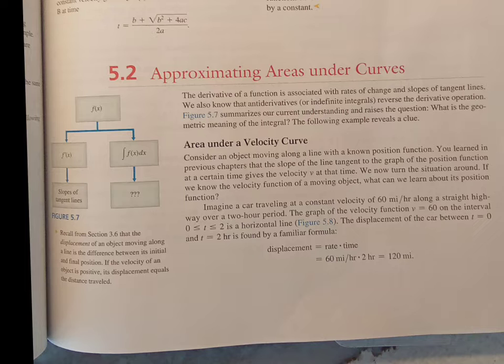And notice off to the side, they're telling you, hey, by the way, remember what we're talking about from earlier, is that displacement of an object moving down a line. And remember, we're only going in two dimensions. It's either left and right or up and down. It is the difference between its initial and its final position. Okay, that's displacement. If the velocity of an object is positive, its displacement equals the distance traveled.